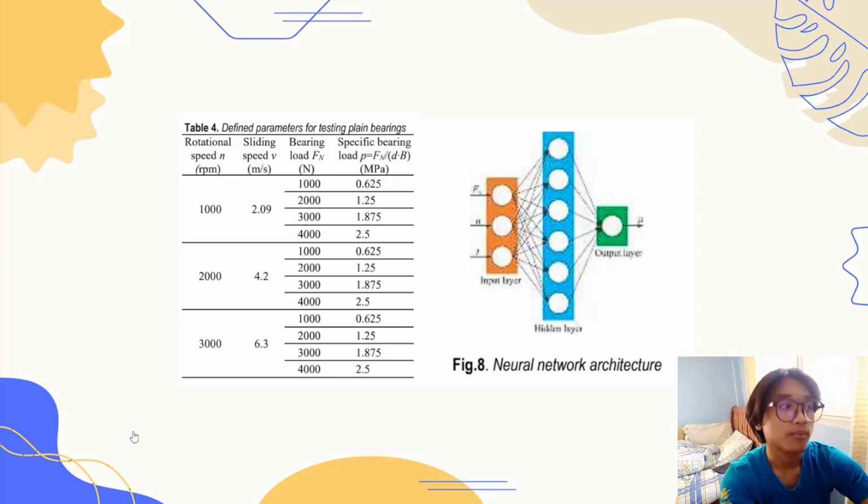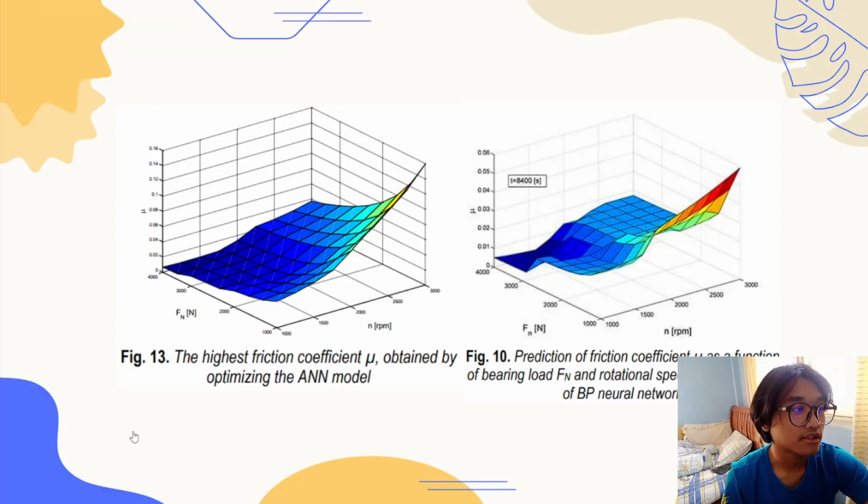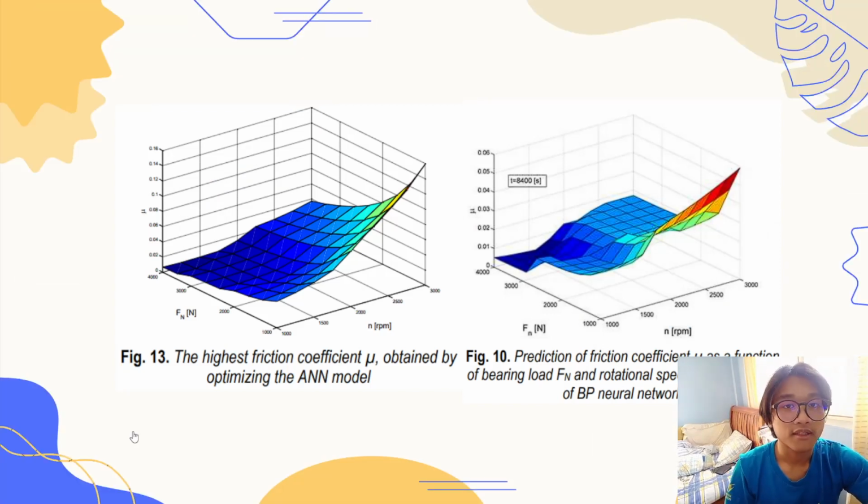And this one is a picture, on the left is the table that they got from reality, and the right one is the neural network that they created, with three parameters: the load inserted into the bearing, the RPM, and the temperature. And this one is the graph that the AI generated, and they had to optimize and train the AI to create this graph.